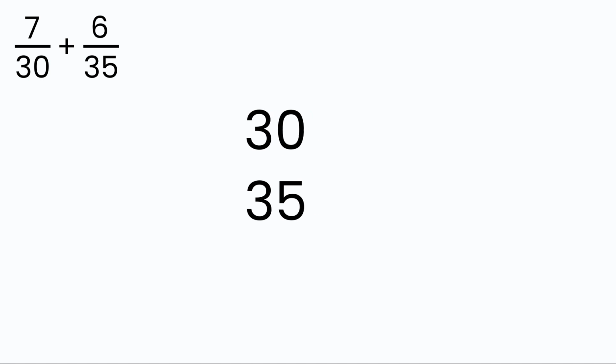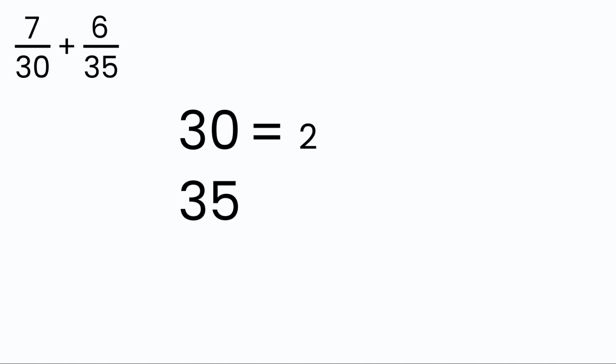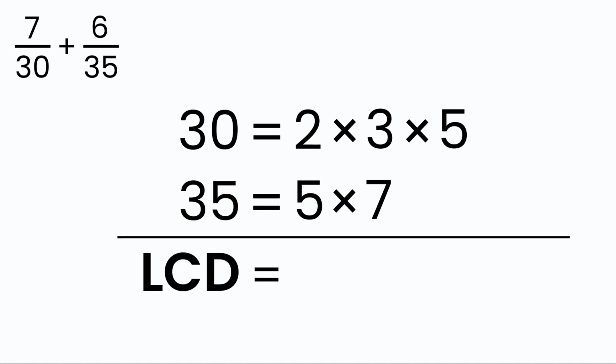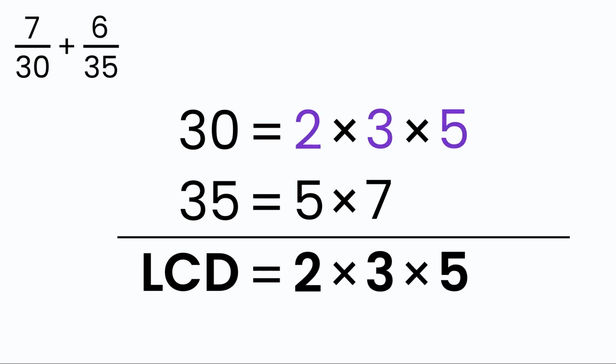The prime factorization for 30 is 2 times 3 times 5. And the prime factorization for 35 is 5 times 7. Now, you must choose the factors that cover both denominators. To cover 30, you include 2 times 3 times 5. To cover 35, you only include the factor 7, because 5 has already been included.